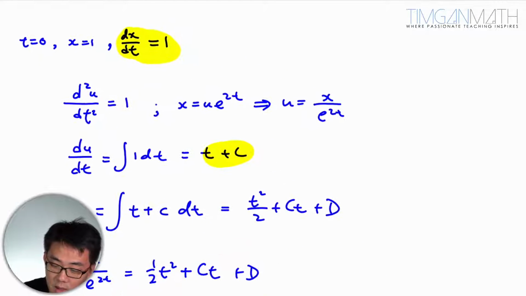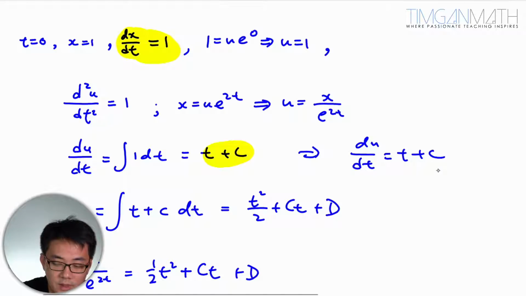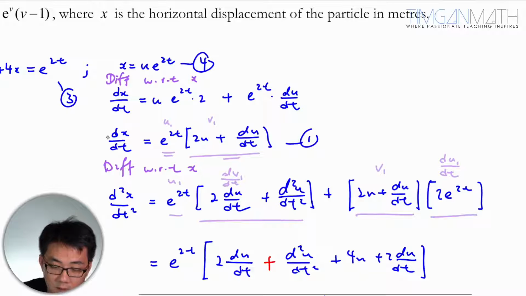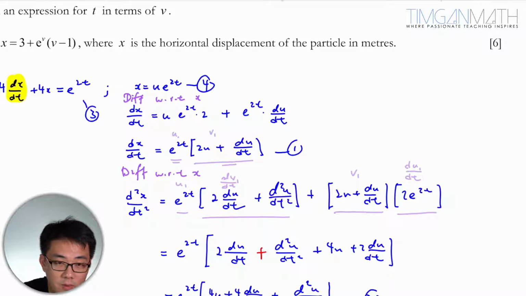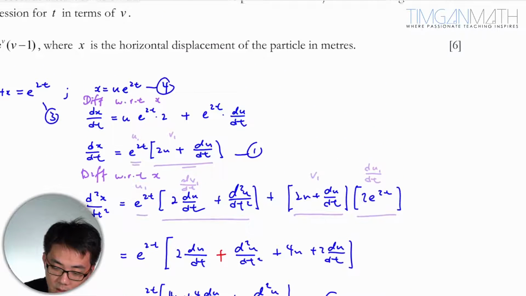So the first thing is, obviously when t equals 0, x equals 1, we need to find u. So 1 equals u e^0, and we know that u is equal to 1 then. Okay. Now we know that du/dt is equal to t plus c. So we need to find out what's the c, right? To find the c, we're going to use the first derivative just now, which is here. See that? So dx/dt is equal to e^(2t) times (2u plus du/dt). So we just sub all the values into this one here.